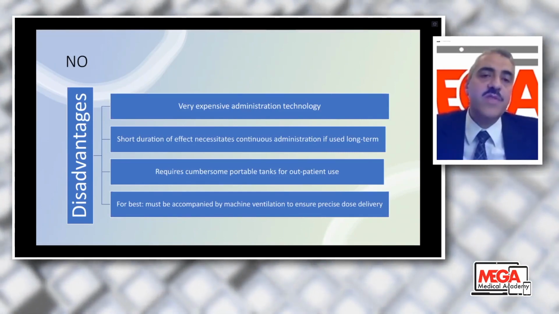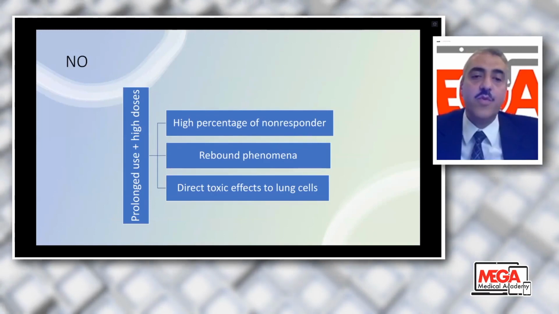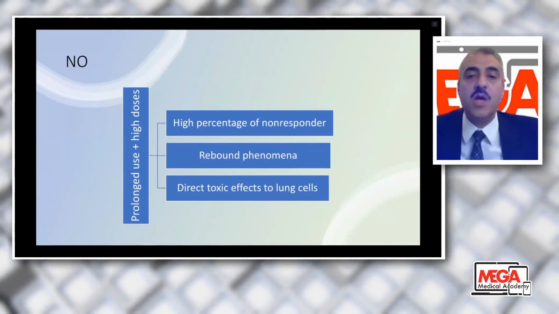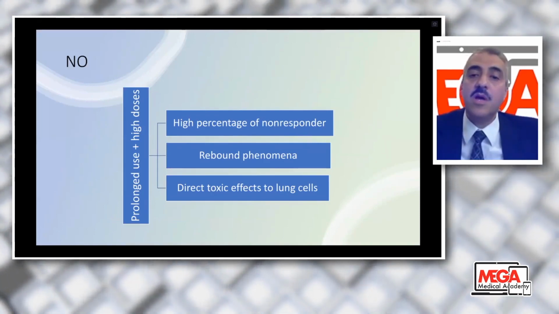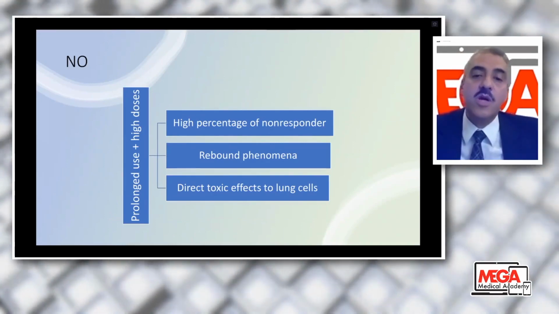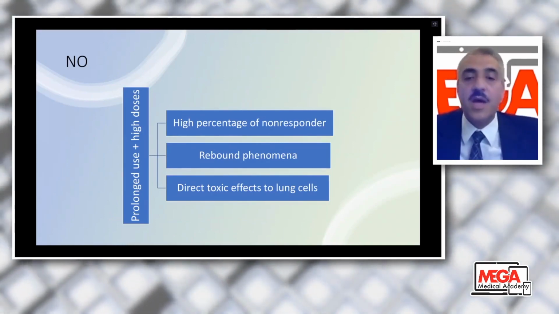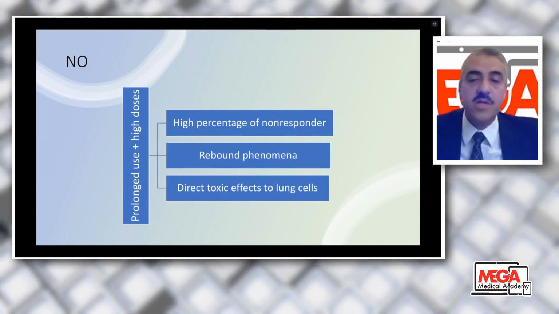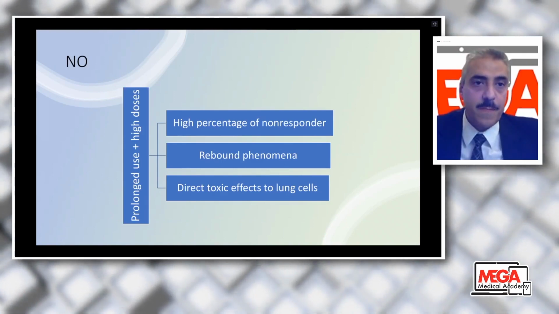Nitric oxide also has the disadvantage that if it is used for a prolonged time and at high dose, a high percentage of patients convert to non-responders. There is also a rebound phenomenon in this case, and direct toxic effect to the lung cells might happen.